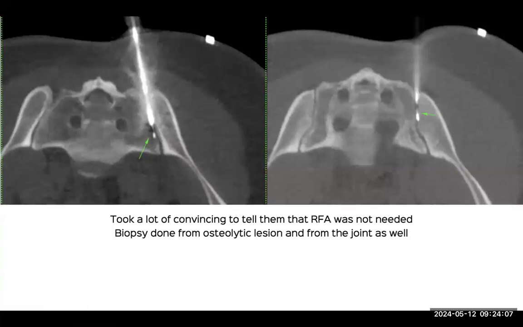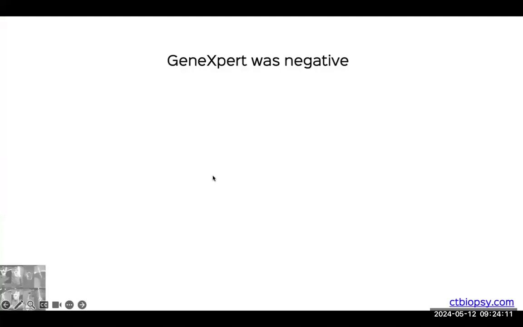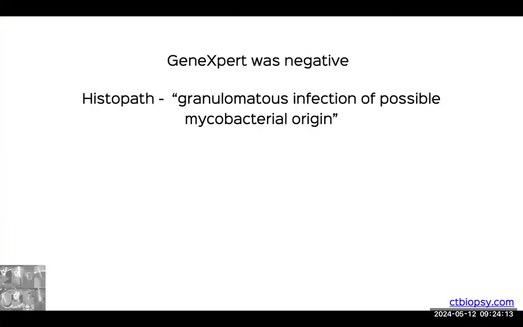I managed to convince them, when they came for RFA, that this patient needs a biopsy, and did that. Now, GeneXpert was negative, PCR was negative. Histopath said granulomatous infection of possible mycobacterial etiology. So at least there's no tumor, osteoid osteoma, etc.